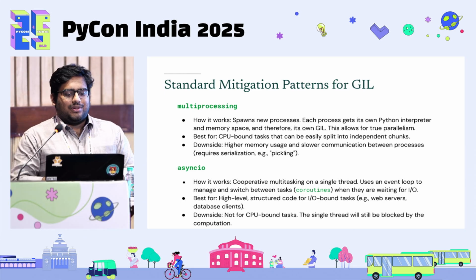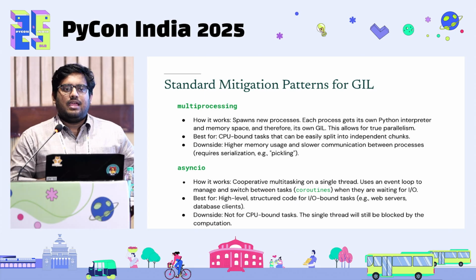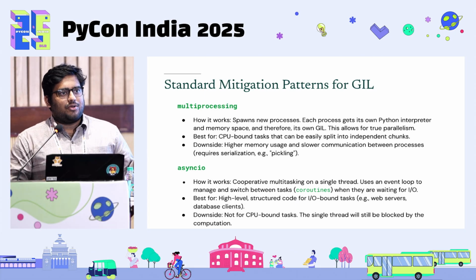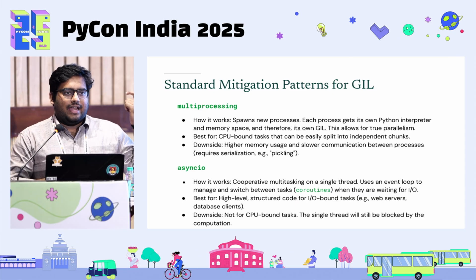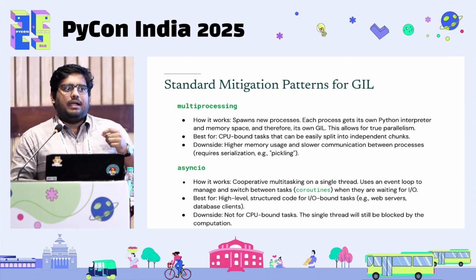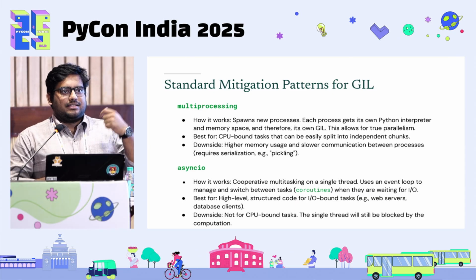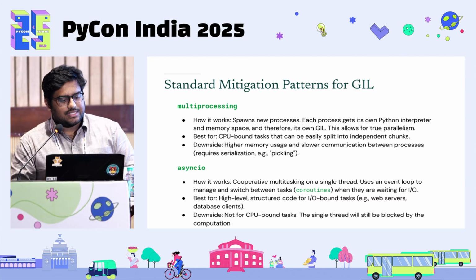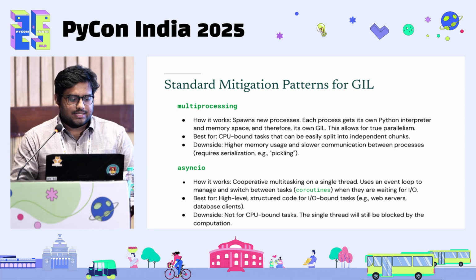The downside, however, is high memory usage and slower communication between processes, because Python does what is called serialization between these multiple processes to keep track of state. It's called pickling. And pickling and unpickling of data requires higher overhead than with a standard threaded approach. So that is one of the disadvantages of multiprocessing.